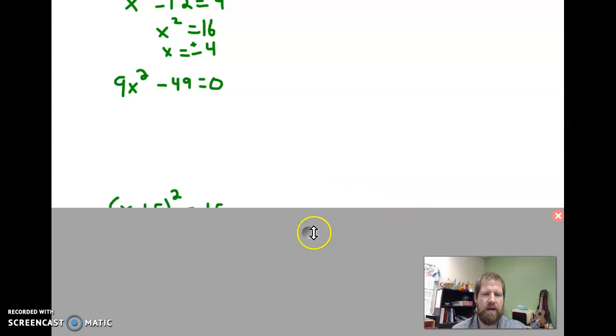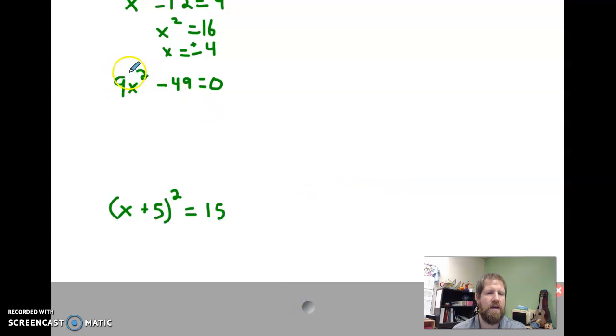We can have a situation where we have a coefficient on x squared, where our a is not just 1. In that case, we are going to take the square root of both sides. But first we've got to simplify. We've got to move our 49 over, so I add 49 to both sides. And then I have 9x squared is equal to 49. I can take the square root of both sides.